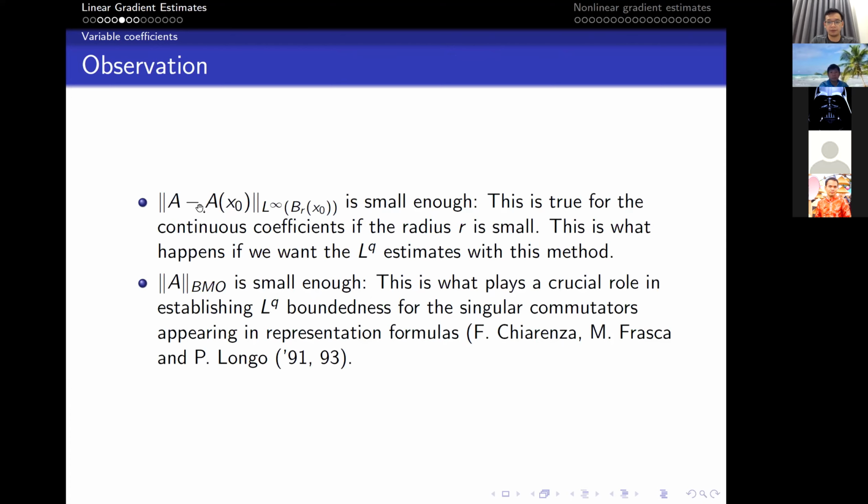So let's go back to this major assumption on the coefficients, that this norm is small enough. This is true for continuous coefficients if the radius r is small. And this is what happens if you want the L^q estimate with this freezing method. The other case is a more general one. If the BMO seminorm is small enough, this plays a crucial role in establishing L^q boundedness for the singular commutators that naturally appear in representation formulas, as in the early 90s by the Italian mathematicians Chiarenza, Frasca, and Longo.